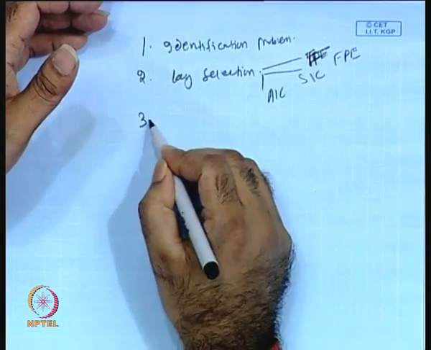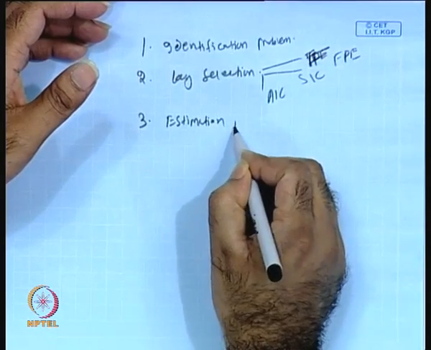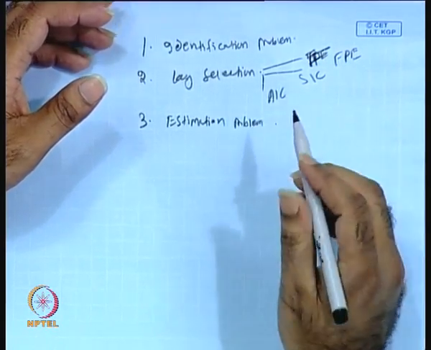Then third is the estimation problem. Estimation problem means, you see here, we usually start with the OLS technique, and whatever estimated results you have with the OLS technique have to go through the overall fitness tests, etc. So it is very easy to establish whether this model is perfectly okay or not.